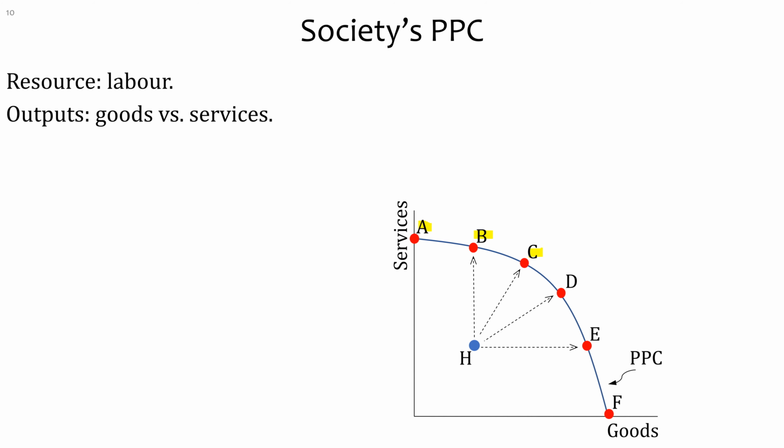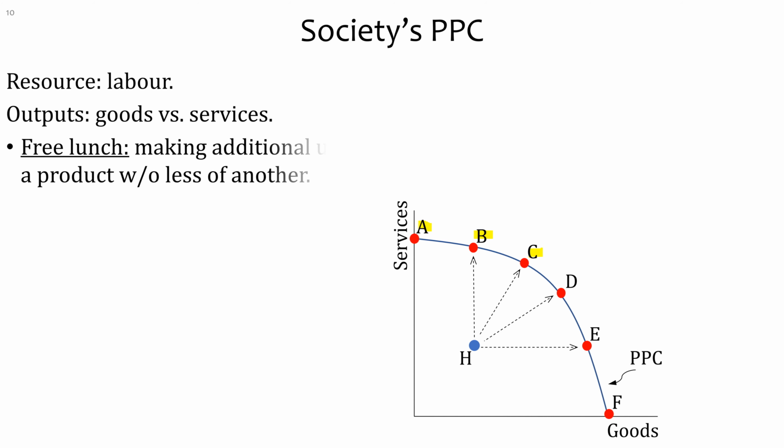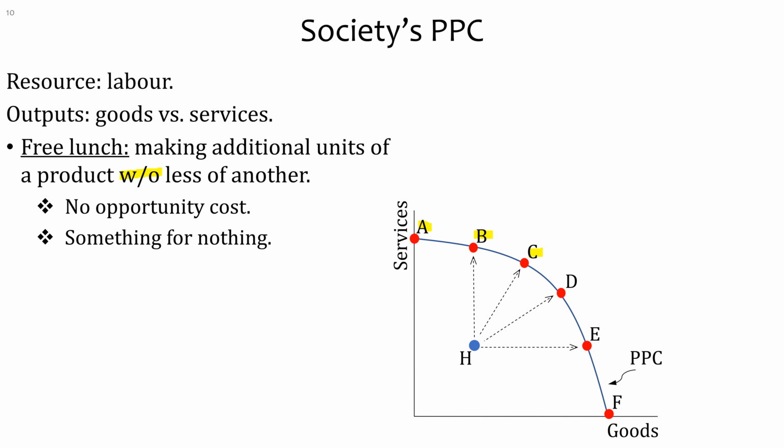This is a very special case, and it's very rare. It's called free lunch. So free lunch is a special term in economics. It means making additional units of a product without less of another. This is without. So that happens when you have no opportunity cost. Okay, that means something for nothing. That would be in this case moving from point H to B, C, D, or E.